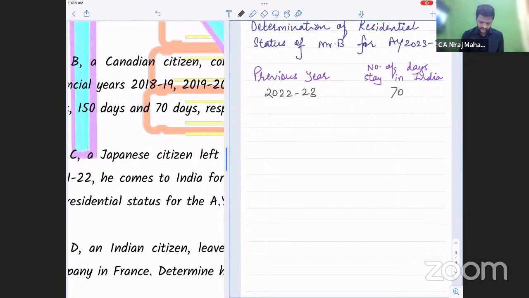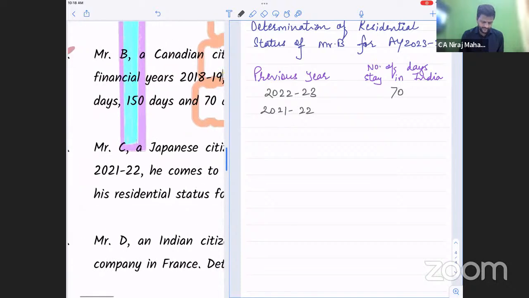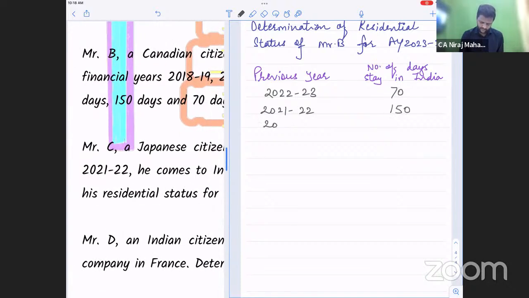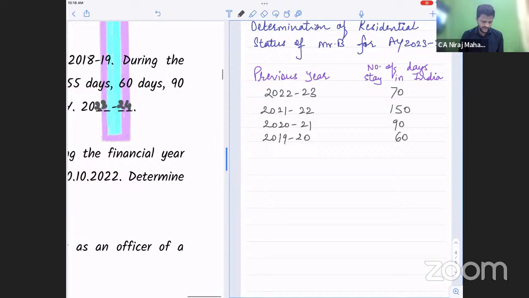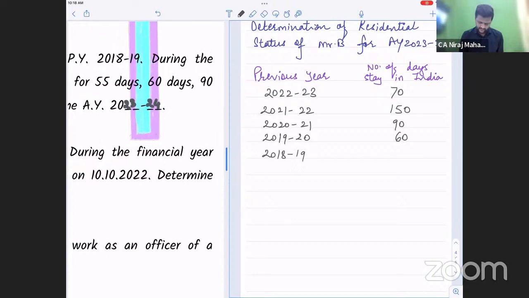70. For 21-22, 150. For 20-21, 90. For 19-20, 60. And for 18-19, 55. What about 17-18? It is not given in the question, because he came to India for the first time. So it is 0. I'm not writing all the years before it, but all the years before this are 0. Clear?